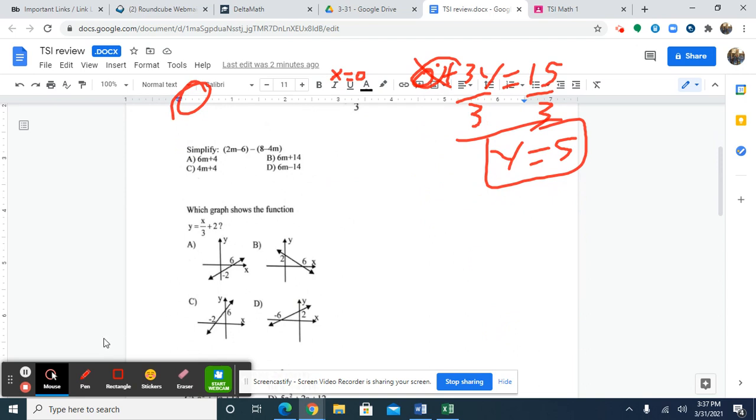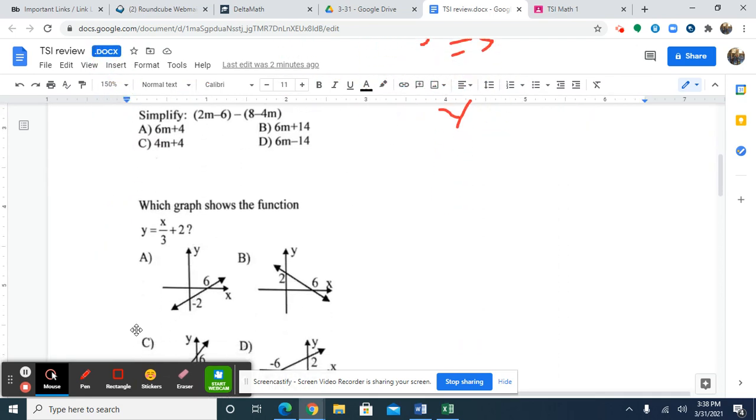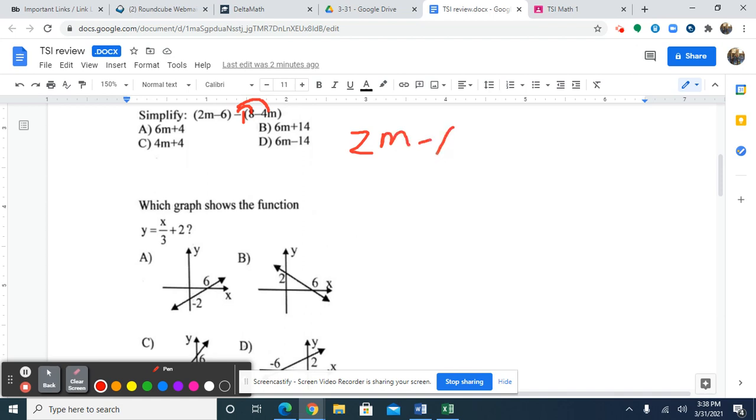So moving on, we simplify this expression. We're subtracting. So the thing that's most important that we need to do before we subtract is that we need to distribute this negative. So it's a negative 1, which means we're going to have 2m minus 6 and then negative 1 times 8, so negative 8, and negative 1 times negative 4, which is positive 4m.